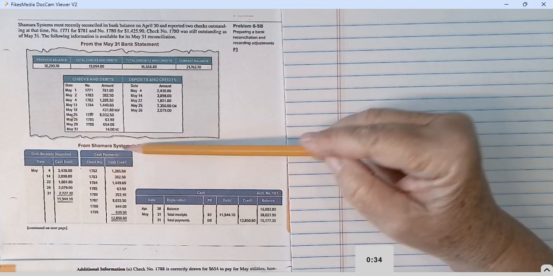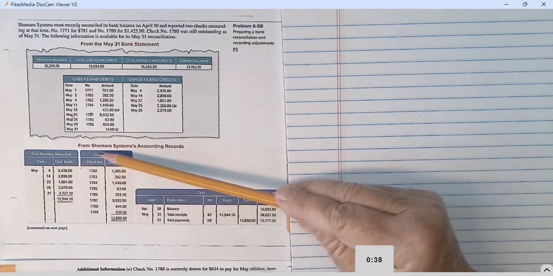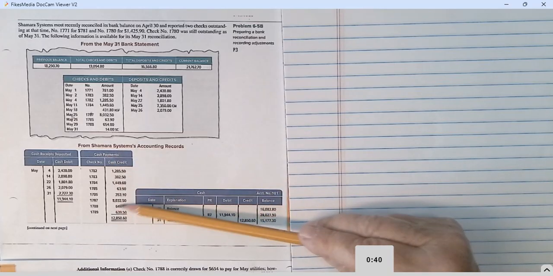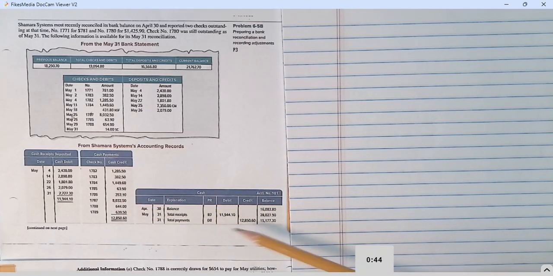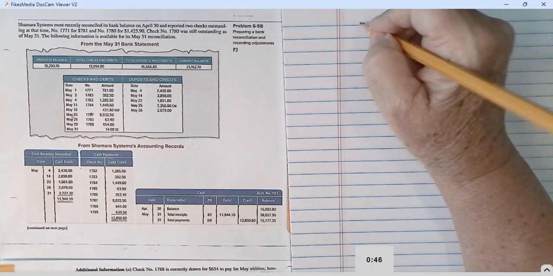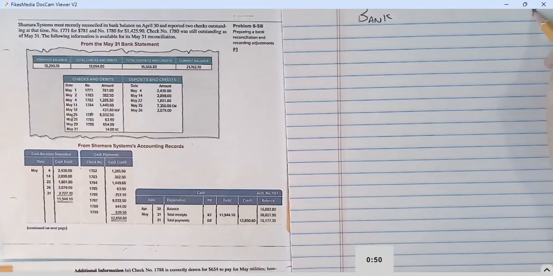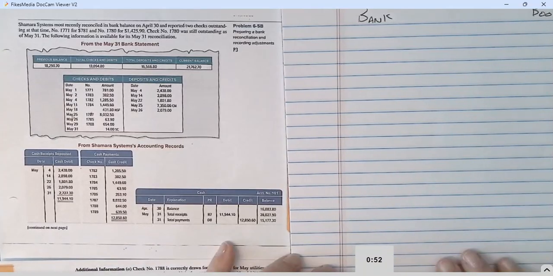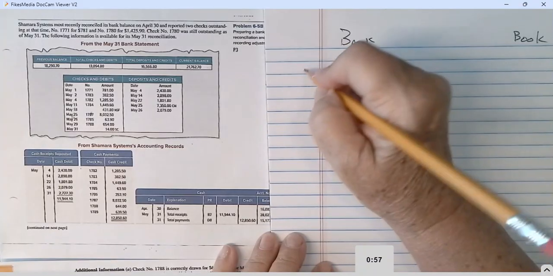the bank. Over here, I have the accounting records. So I have the cash receipts journal and the cash disbursements journal and the roll forward of cash here. So I begin by putting my titles up here. Bank, book. Bank, book.